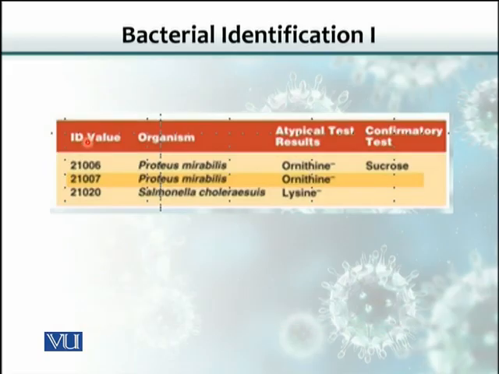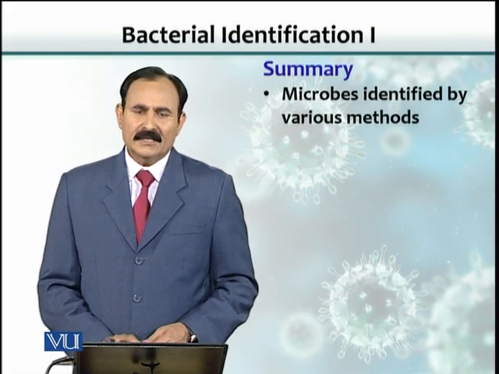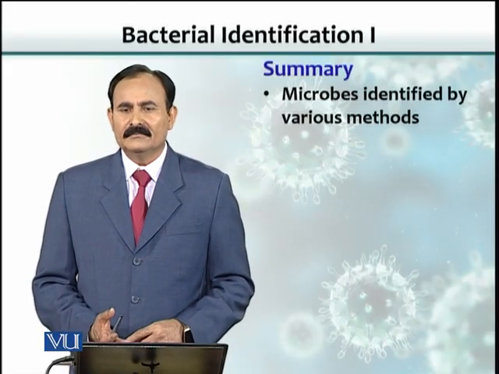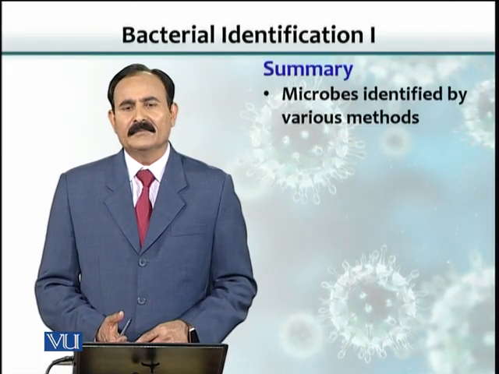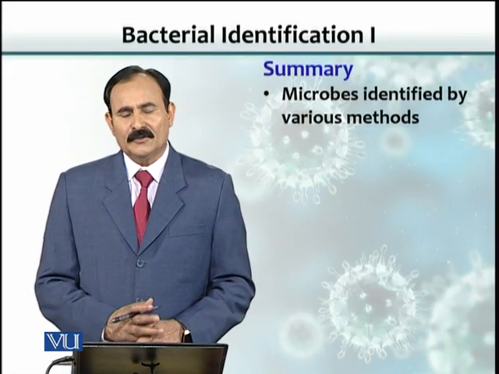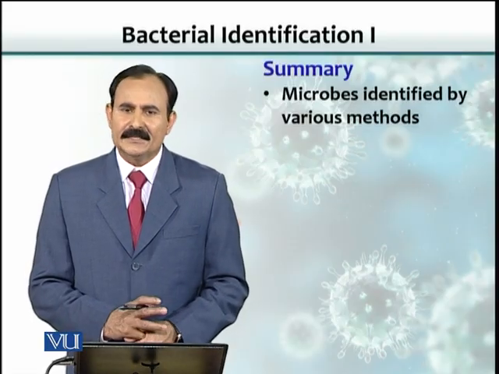And then the company also provides a chart where there are codes available and then the names of the organisms and their abilities to ferment or not to ferment. So as you can see, 21007 matches with Proteus mirabilis. So that is how we know that the organism is this. In summary, biochemical testing, motility, differential staining, and nucleic acid-based identifications could be carried out, and microbes could be identified to the species level easily.